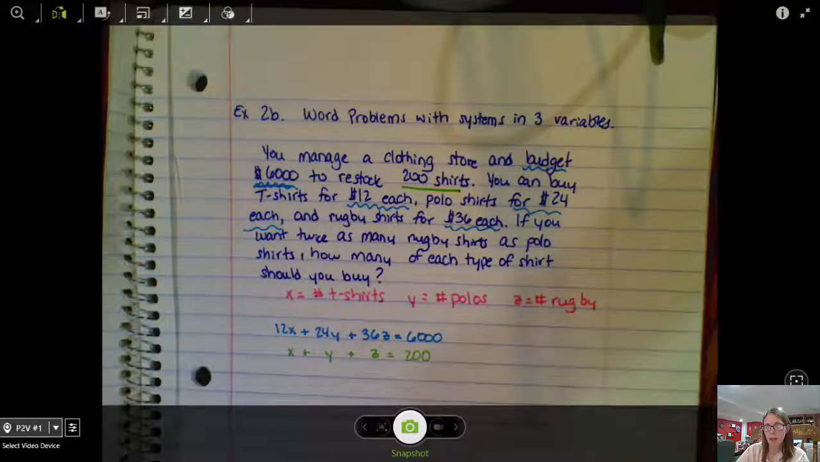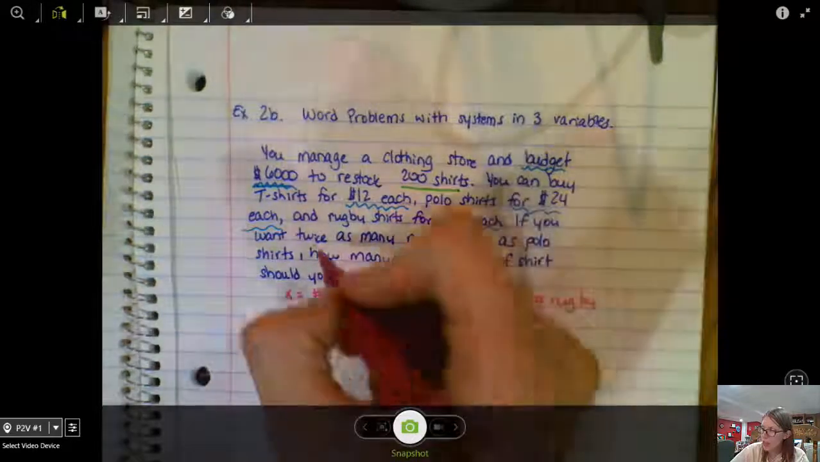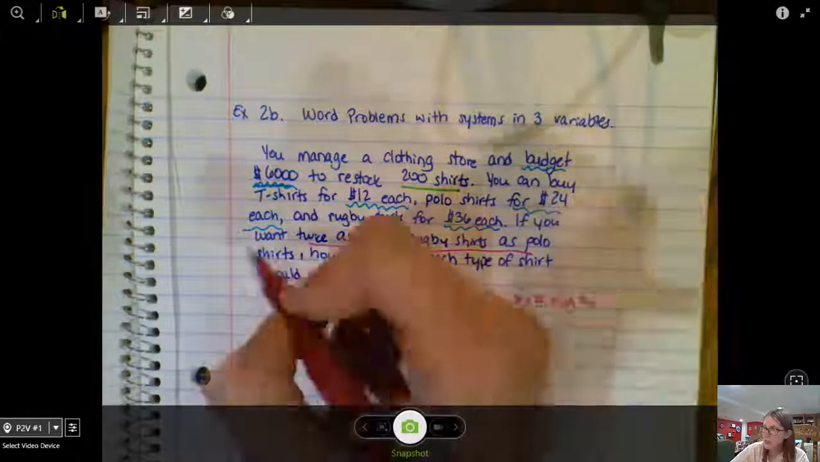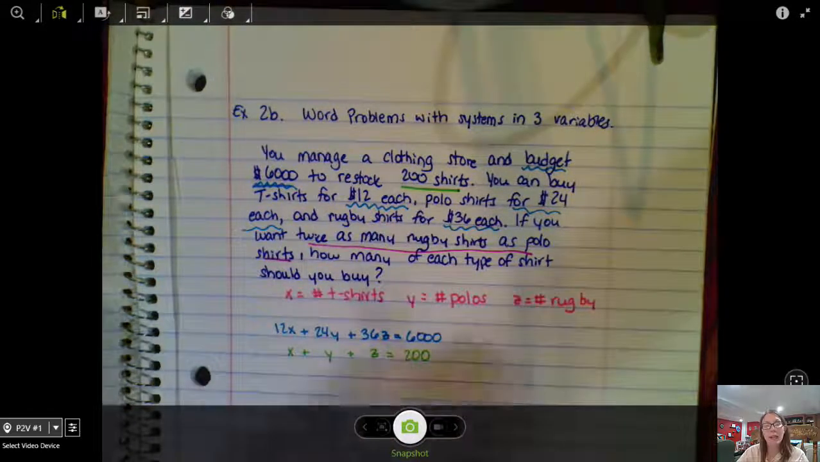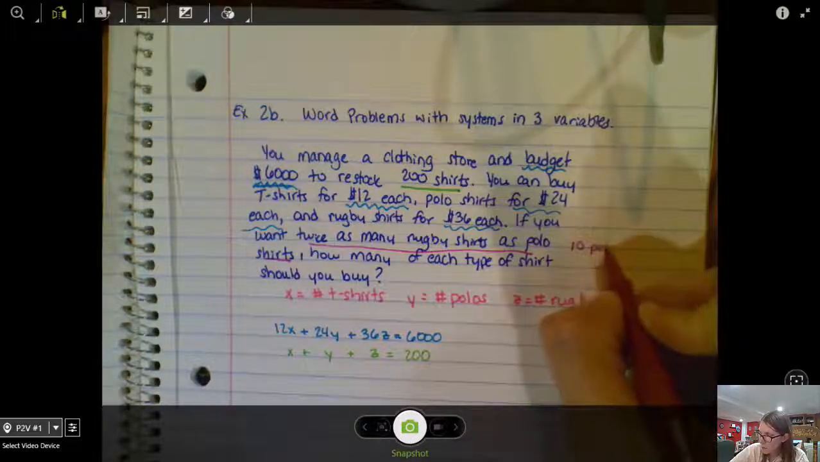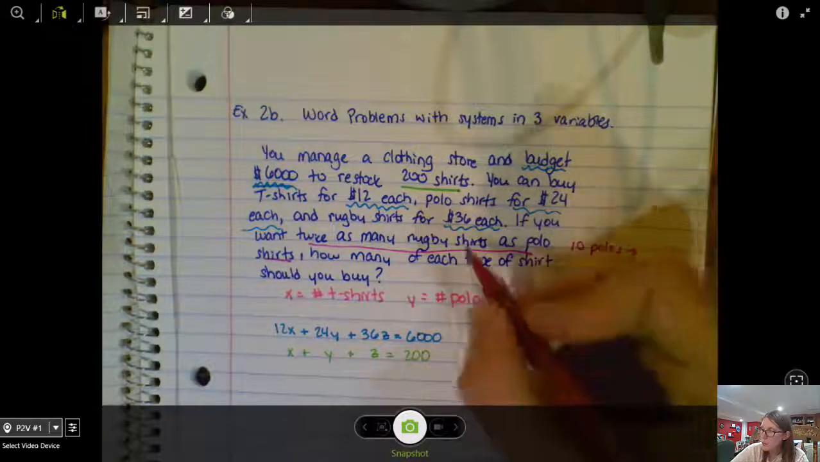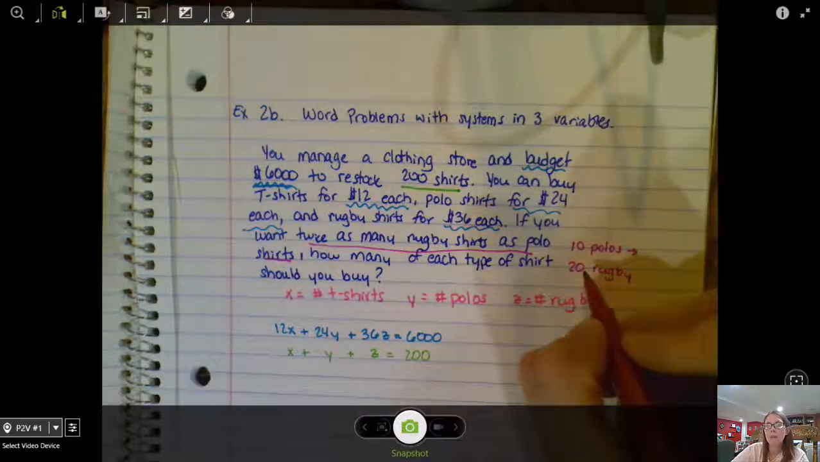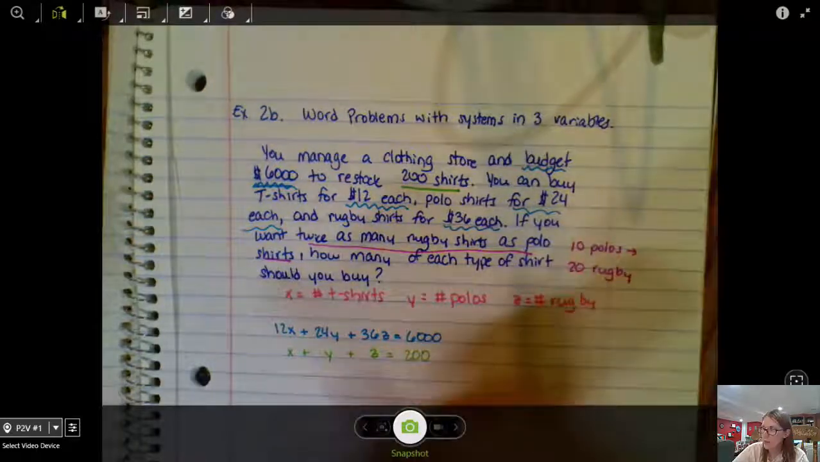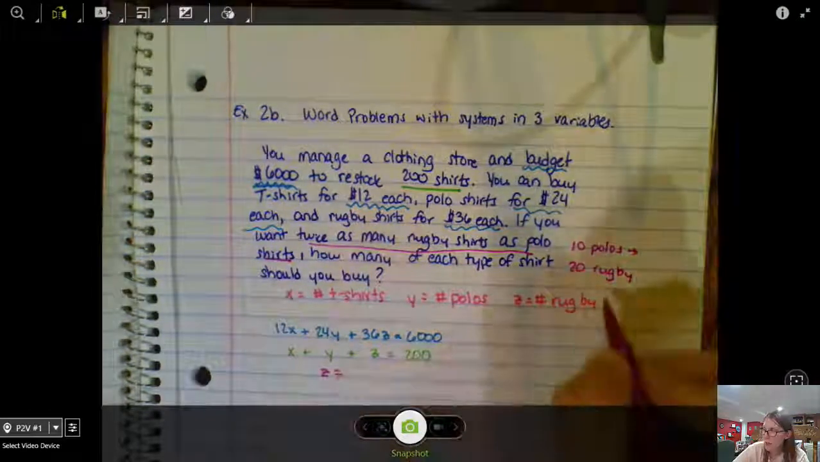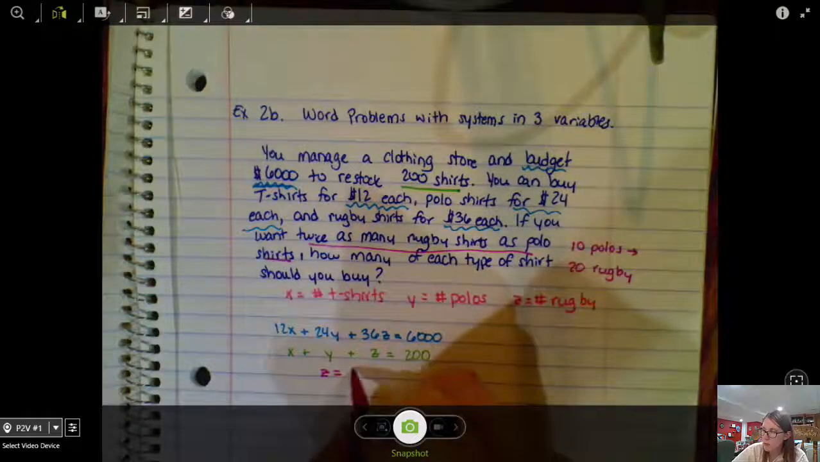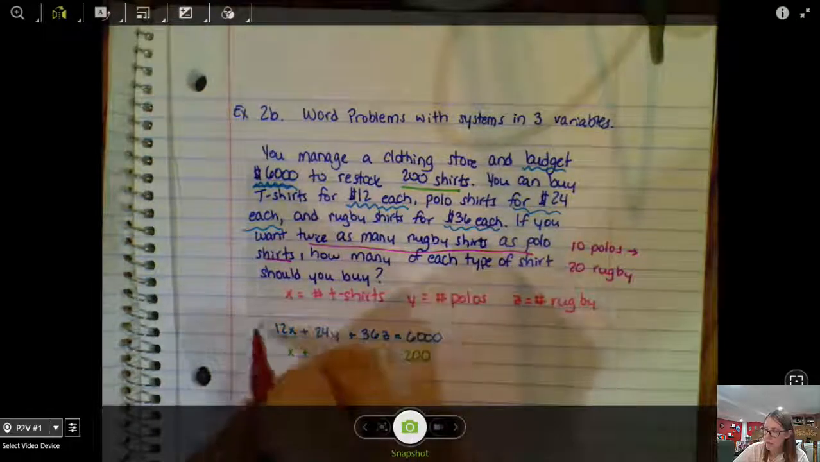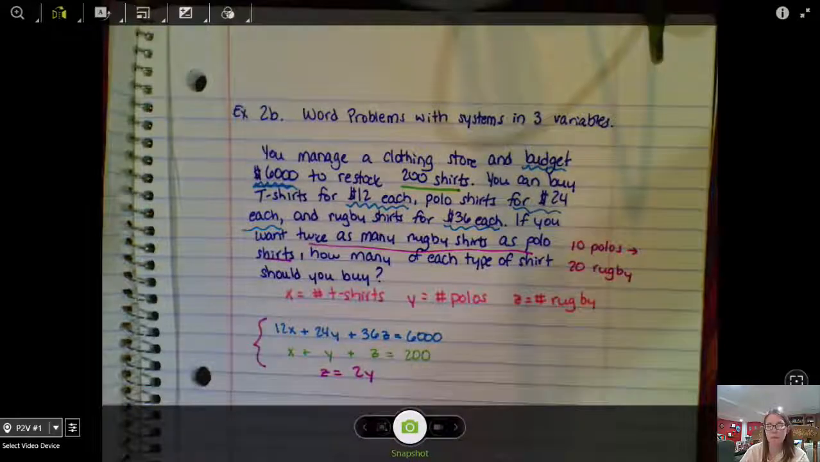And then finally, we want twice as many rugby shirts as polo shirts. And again, it's really easy to get your variables switched from what you really mean. So sometimes it might help to just think of numbers for a second. So let's say we have 10 polo shirts. We want twice as many rugby shirts, so we'd have 20 rugby shirts. So the number of rugby shirts, which is z, we find by taking 2 times the number of polos. And together, here's our system.